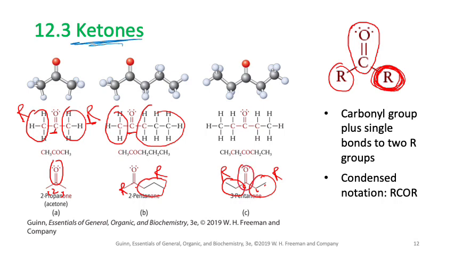Sometimes you will see the condensed form written for this particular thing as something like this, R, C, O, R. So we should know this CO is a carbonyl group. Make sure you know the difference. What's the difference between ketone and aldehyde? We just learned that in an aldehyde, this R group is replaced by a hydrogen. So this is how you normally differentiate.